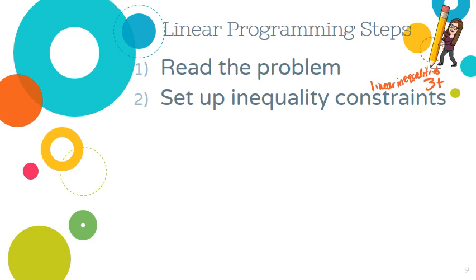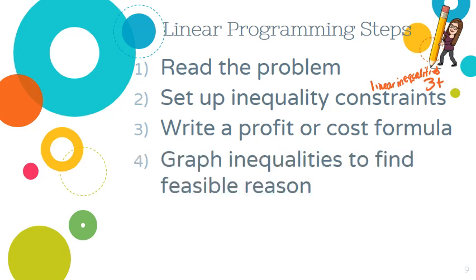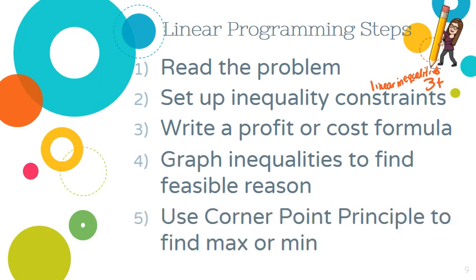Just think about that. We then want to write a profit or cost formula. So we're looking for either the highest profit or the lowest cost. So sometimes you want the highest number, sometimes you want the lowest. Graph the inequalities so you can find that feasible region. And then once you have that feasible region, use the corner point principle to find either the max or the min.